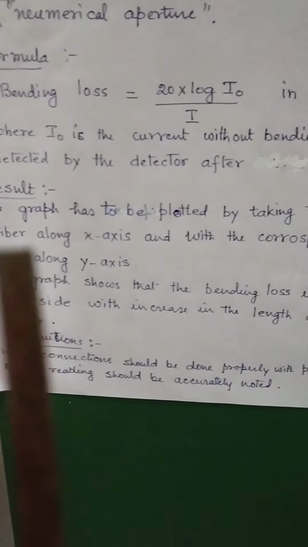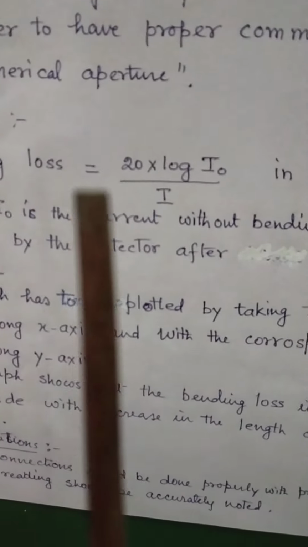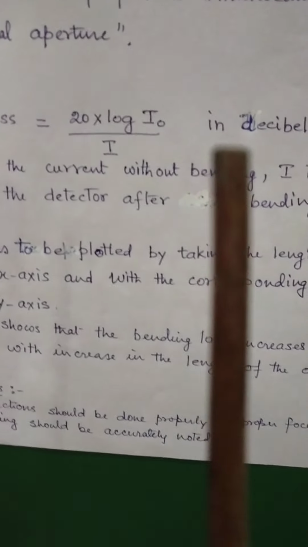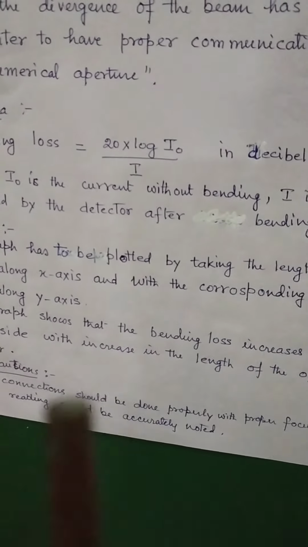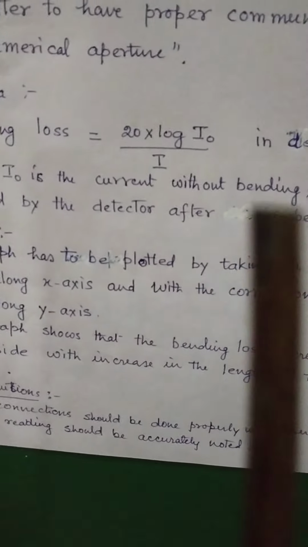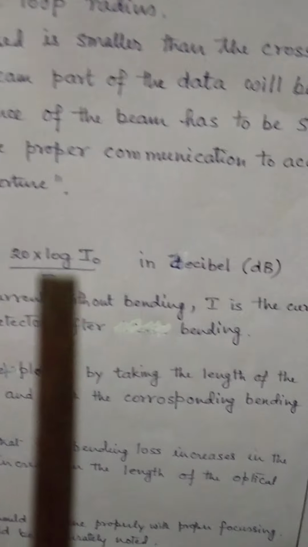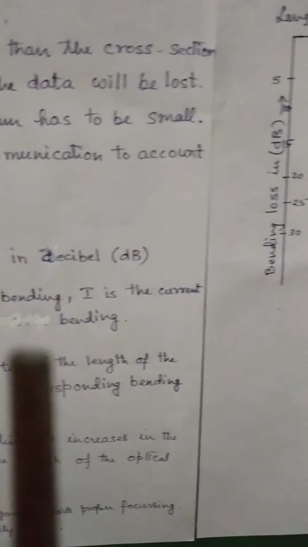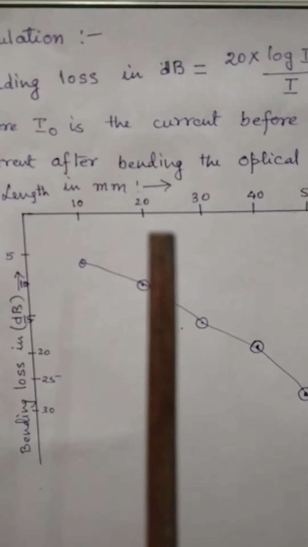Now, after calculations, you have to take the reading for the different values of the current when the size of the loop is changed. For different straight loops, you have to determine the current, and then after making the loop, you have to take the value of the current. Now, a graph can be drawn with the help of these values when the bending loss is determined, with the change in the length of the wire.